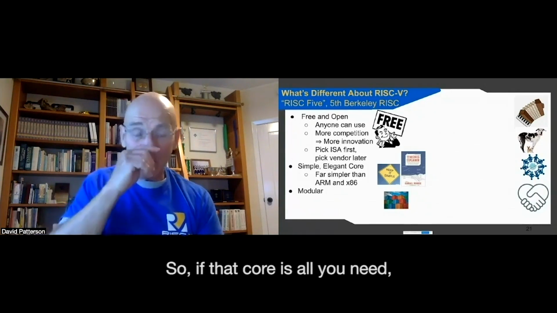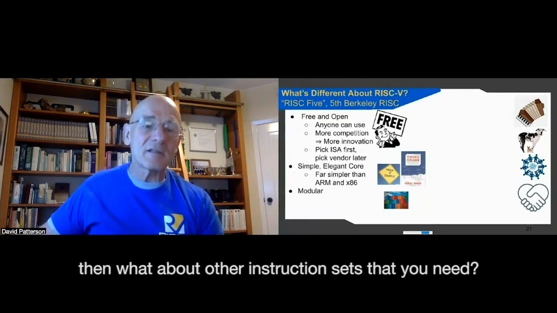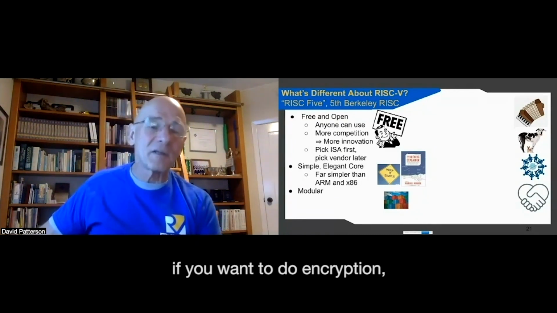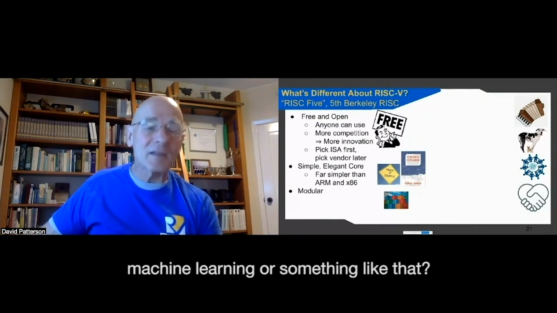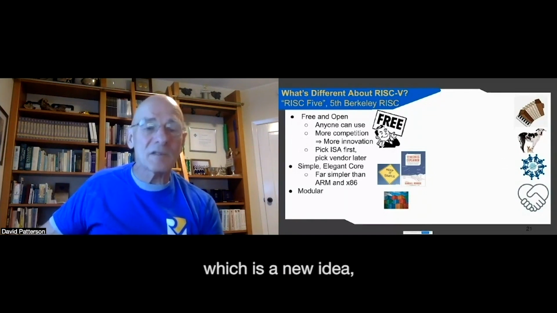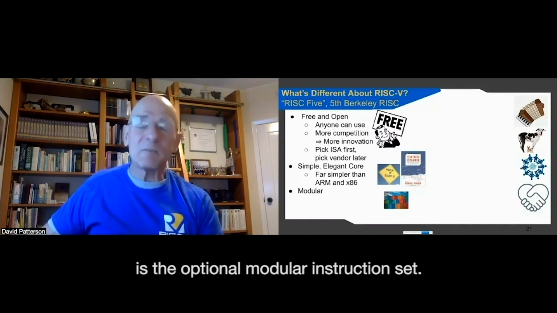So if that core is all you need, then what about other instruction sets that you need? Like if you want to do floating point, or encryption, or maybe machine learning or something like that. So the way that's handled in the RISC-V instruction set, which is a new idea, just like there's a base that all software runs, is to have optional modular instruction sets.